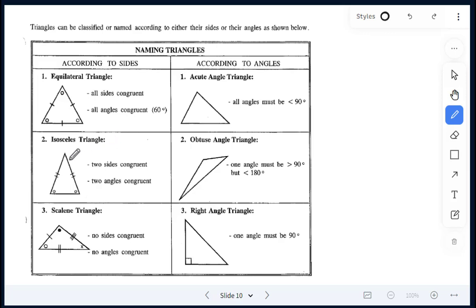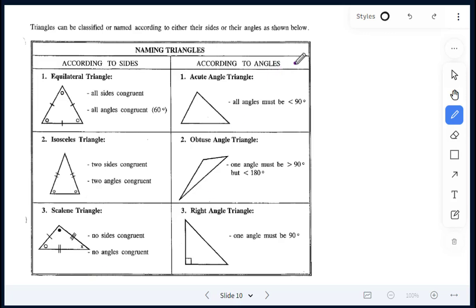An isosceles triangle has 2 sides congruent. That's shown by those double slashed lines here, which means these 2 sides are the exact same in length, and therefore these 2 angles will also be congruent. A scalene triangle has no sides congruent. All 3 sides have different measurements, shown by single slashed line, double slashed line, and triple slashed line. That means different measurements for all 3 lines. We can also see that no angles are congruent. All angles will have a different measurement.